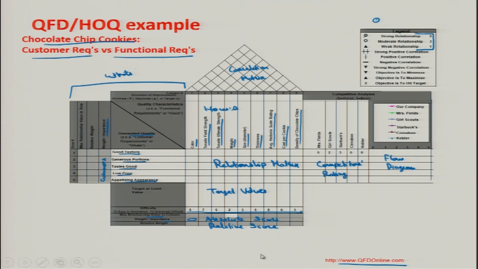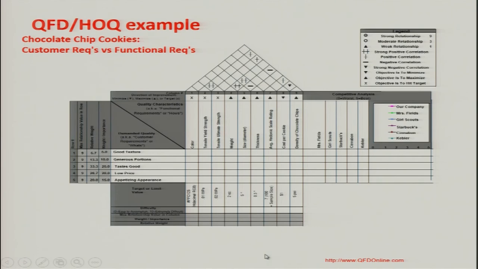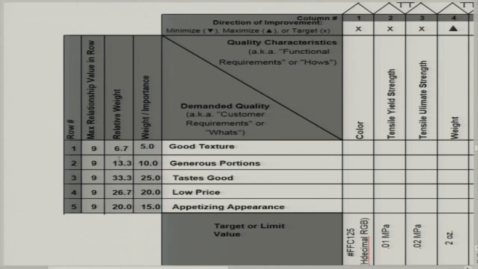How will we build this matrix? Let us see. Now, some data is here. These ratings are developed by the customer. The maximum relationship value in a row can be 9. Relative weight is this. The weight importance is 5, 10, 25, 20, 15. This is the importance weight designed by the customer, and they have given good texture from 5 to 25. This weight is given because taste good is the major priority. It is given a rating of 25. Importance is 25. The next priority is low price.